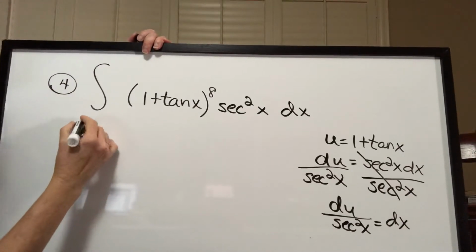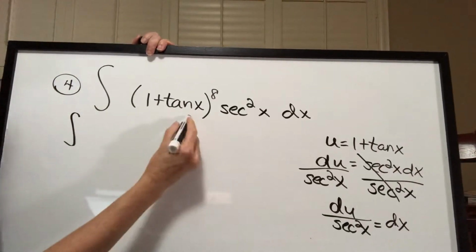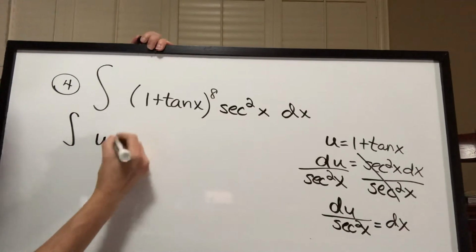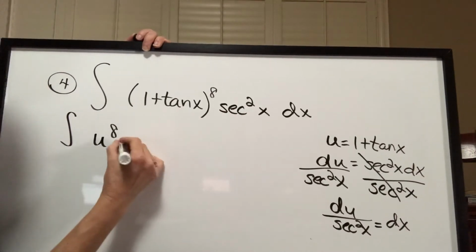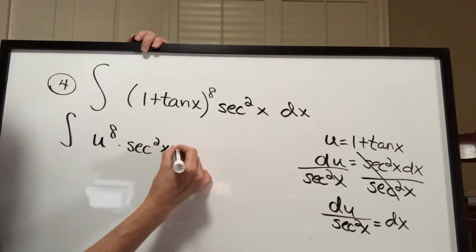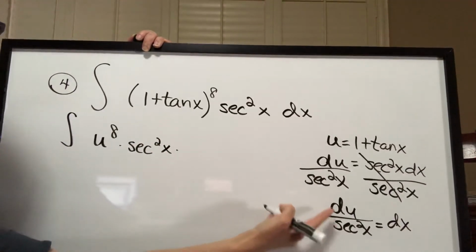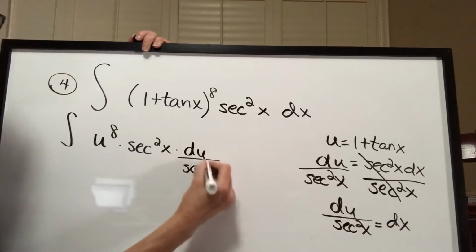Okay, so coming back over here, I'm going to keep the integral sign on this step. Instead of the 1 plus tangent x, I'm going to use u, so that will be u to the 8th. But you don't do anything with the secant squared, leave that there. So it's secant squared x. But in place of dx, I'm going to put in this, du over secant squared.